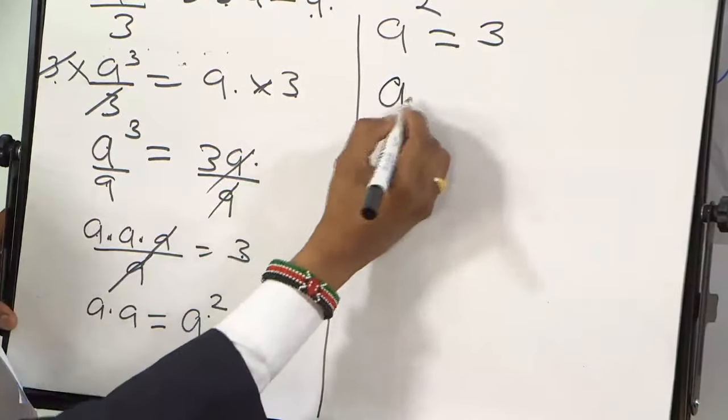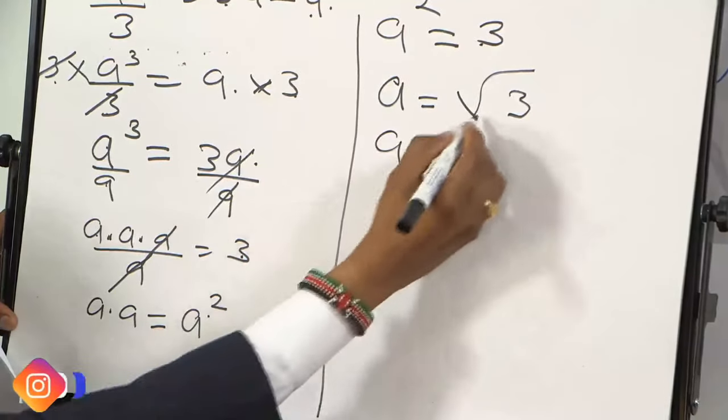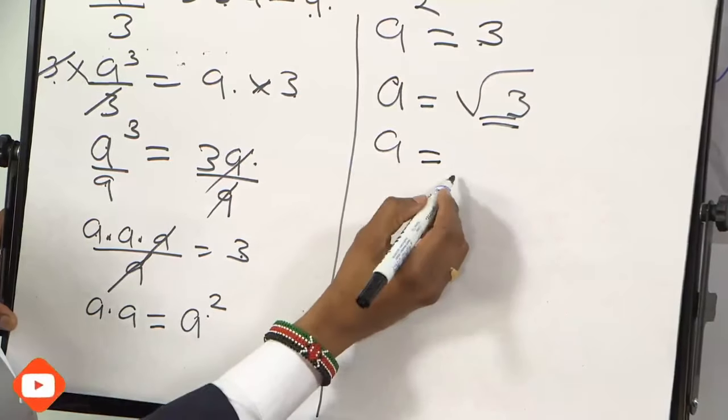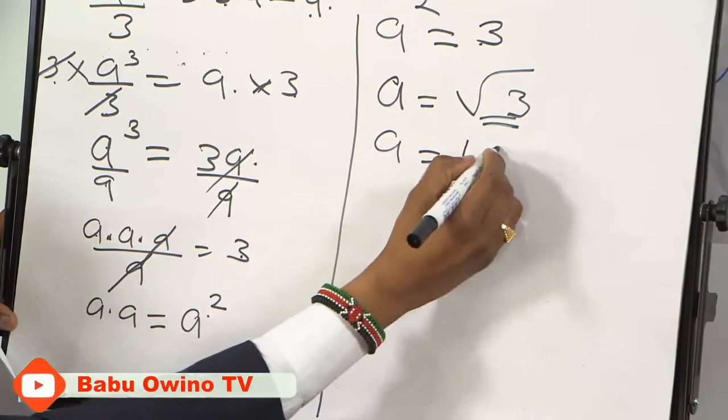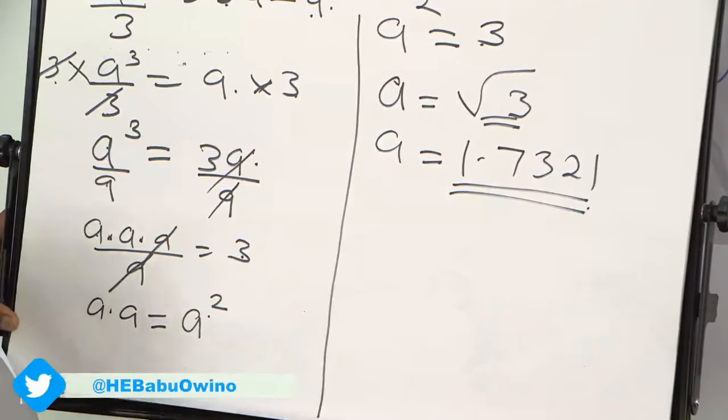If you want to find the value of a, you find the square root of 3. So a is root 3, and the square root of 3 is 1.7321, from your calculator. That is the answer.